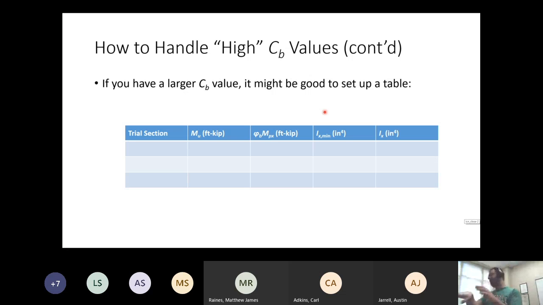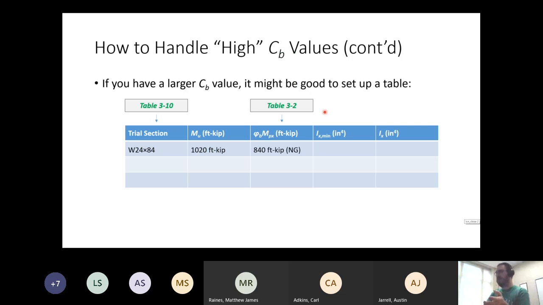Here I've got a little table set up, and I'm going to show you how this works. We've got trial sections, we've got MU and the plastic moment, and then our moments of inertia. Let's take it one step at a time. The first thing you found was the W24/84, and you found that from table 3-10. The MU is 1020. That's the maximum moment on the section. And then phi MP was 840. So it's no good.